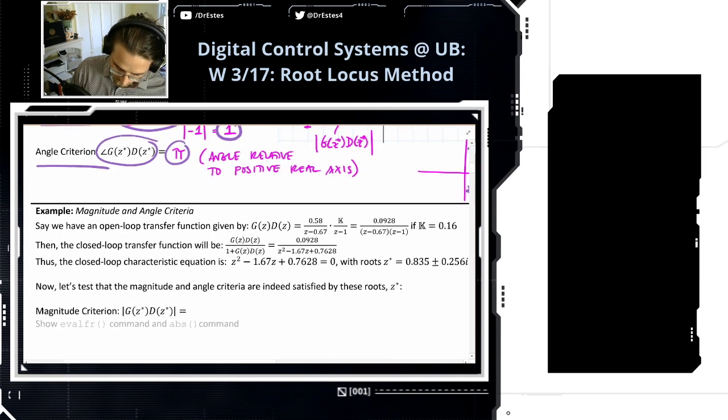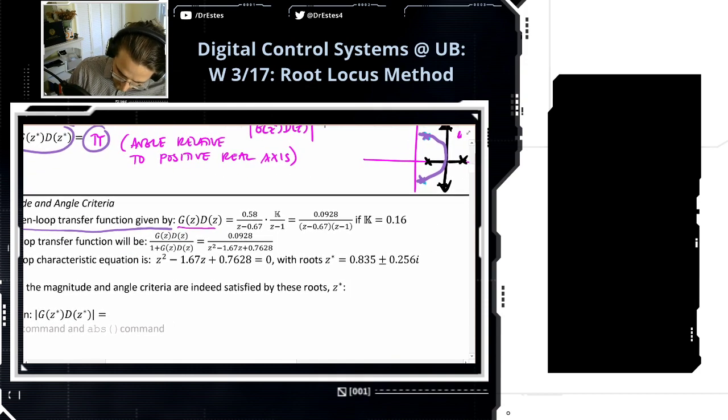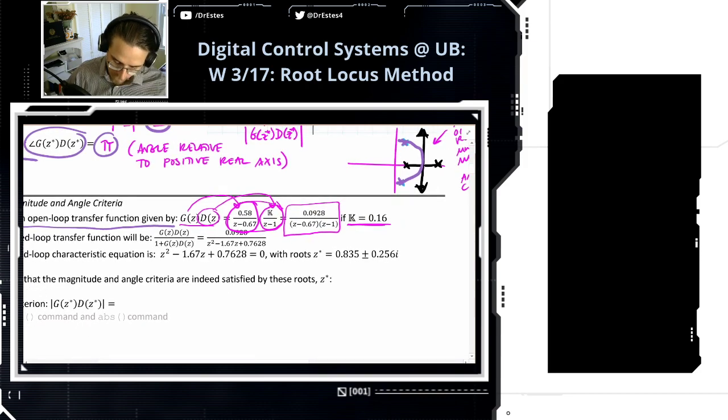So let's say we have this open loop transfer function, G of z times D of z, and let's say it's equal to this. Let's say this transfer function is G of z, and let's say this transfer function is D of z. If we set the gain equal to 0.16, then this product is equal to this.